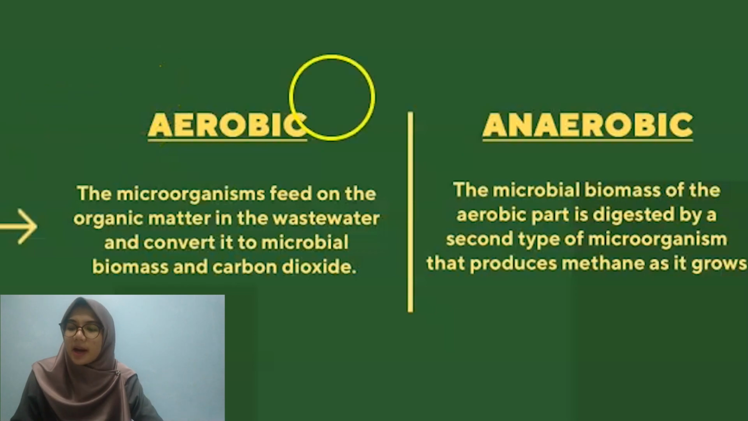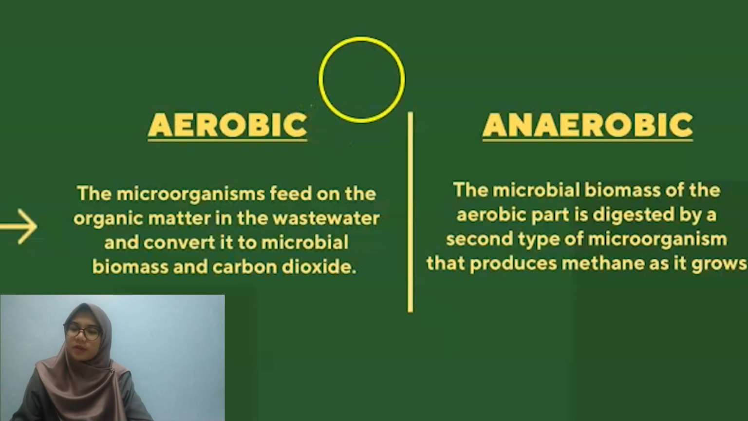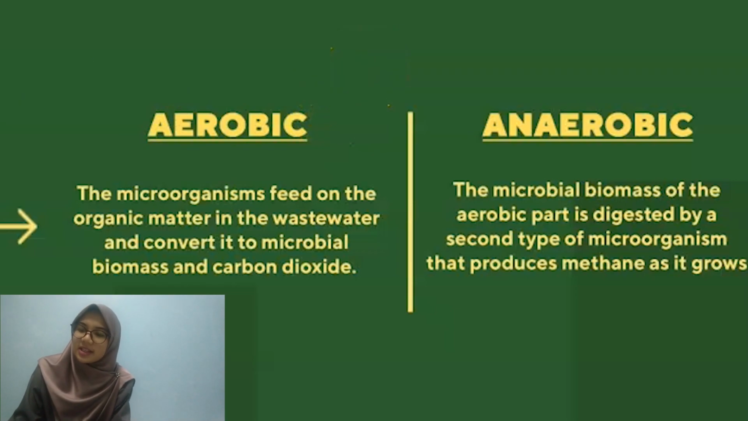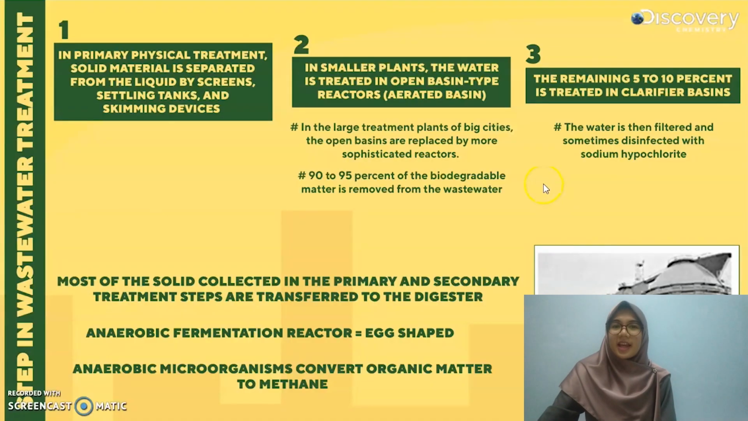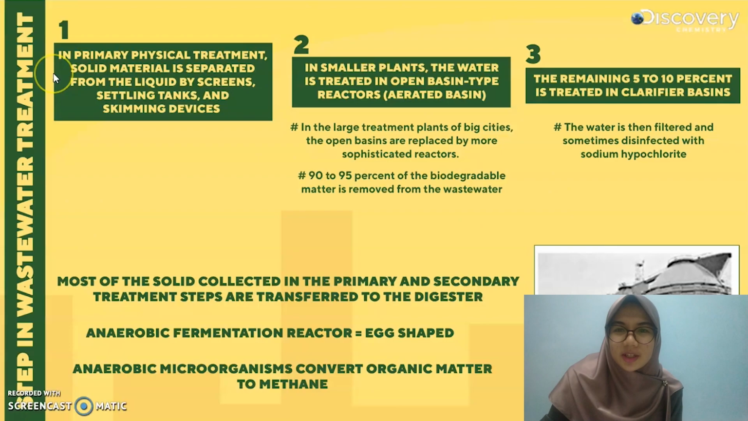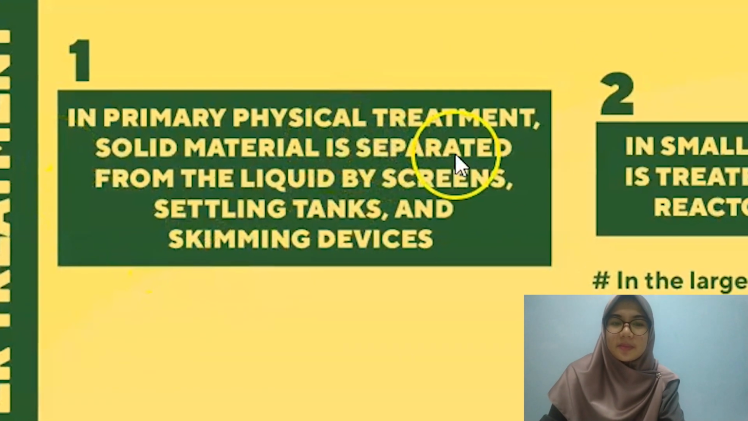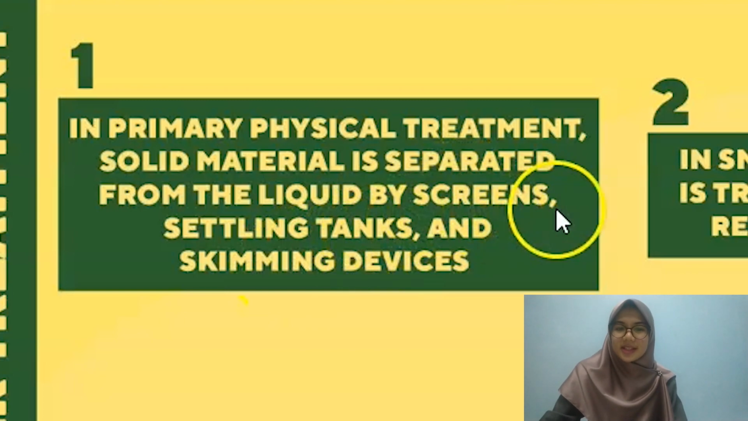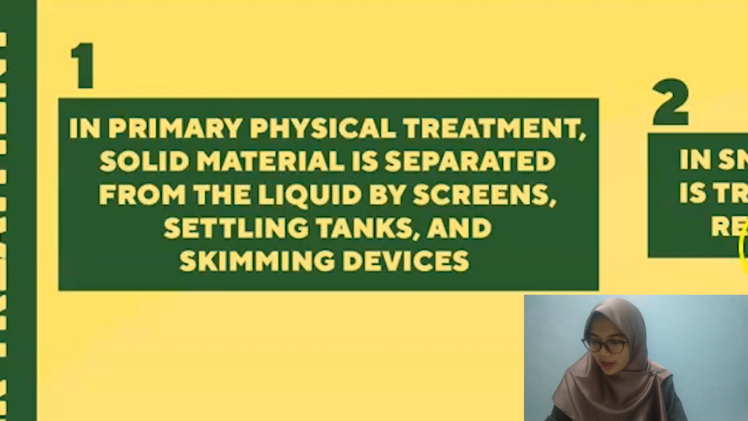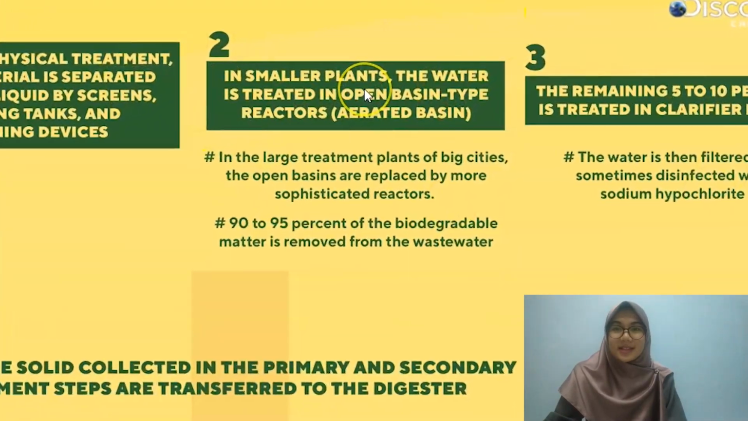Anaerobic is the microbial biomass of the aerobic part, which is digested by a second type of microorganism that produces methane as it grows. Next, we will be moving on to the steps in wastewater treatment. In primary physical treatment, solid material is separated from the liquid by screens, settling tanks, and skimming devices. The remaining organic material is then subjected to biological treatment, which is step number 2.